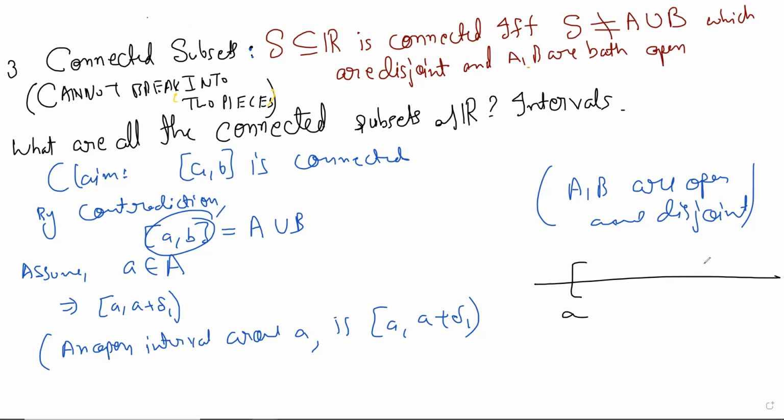So here is (A, B). So we have a lot of open intervals. Maybe this forms A, and then we have B is here, and they are disjoint. It seems it is not possible, right? It seems that it should not be possible, but how do we prove it is the question.